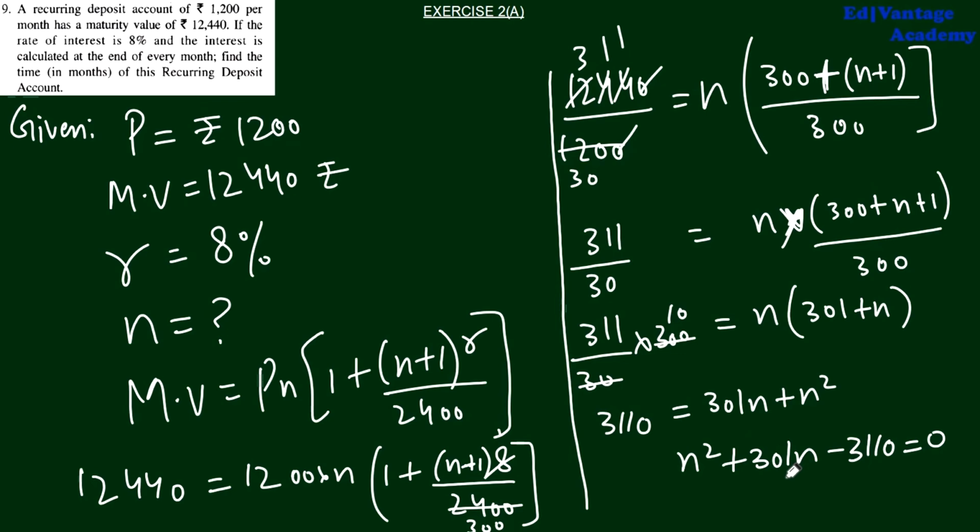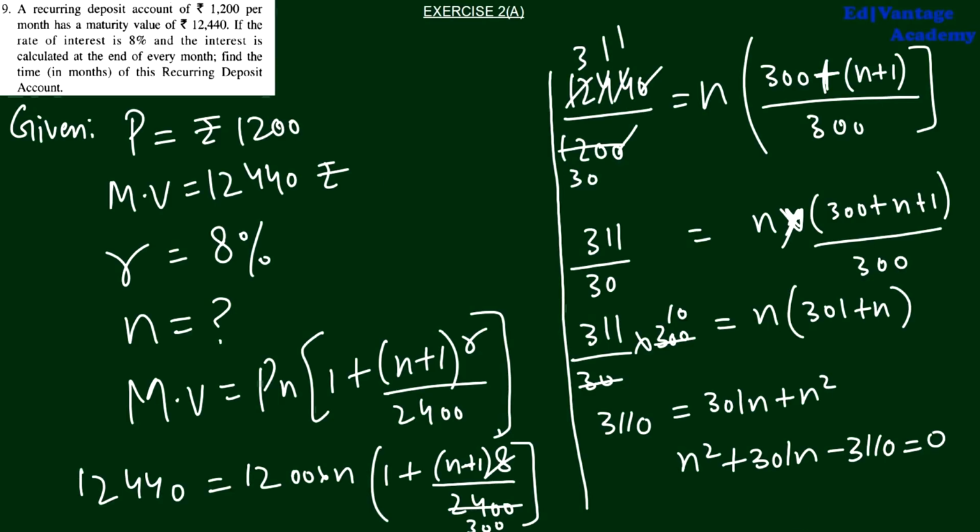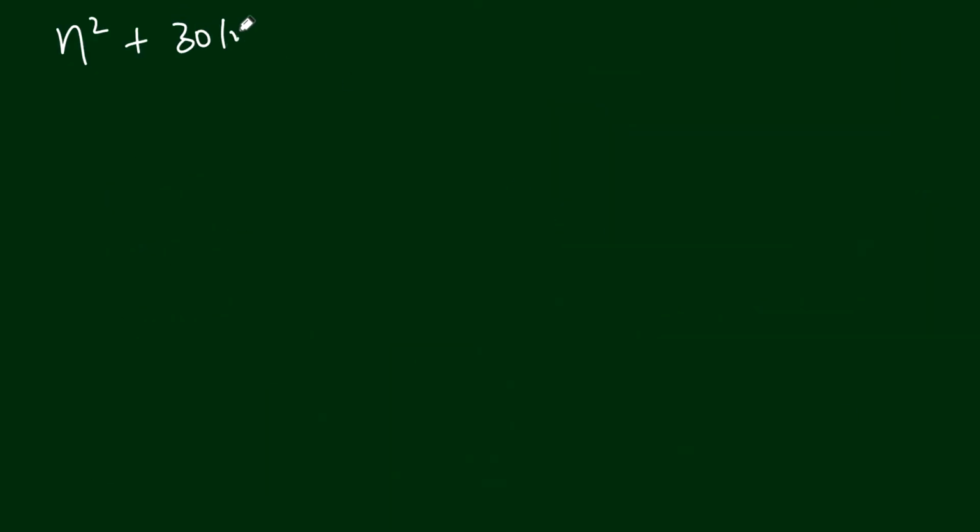So if I want to do splitting middle term, since it's quadratic, I can use the formula also if you know the formula. Let me choose the splitting middle term. Going to the next, let me write it clean here. Plus 301n minus 3110 is equal to 0.